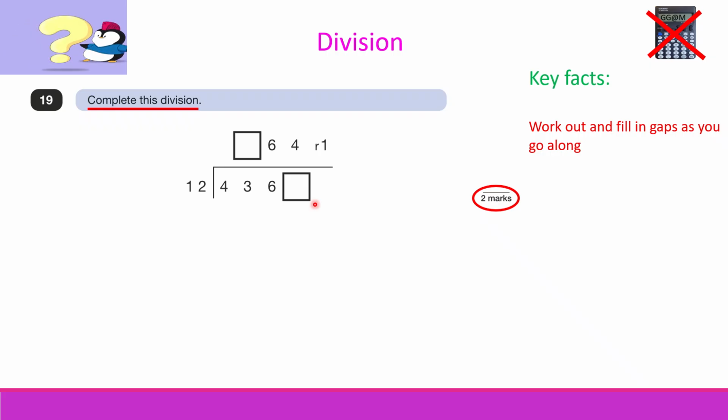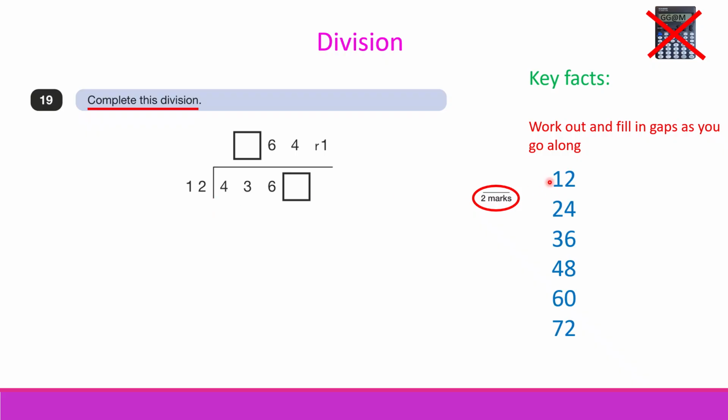Fantastic work. So hopefully you've managed to come up with some answers here and worked out what goes in the boxes. The first box is easier to do than the one underneath. So we're going to start off by looking at our 12 times table because we're going to be dividing by 12. You should be familiar with the 12 times table, but I've just written down the first few numbers of the 12 times table that we're going to need in this question to help us if you are not so confident with your 12 times table.